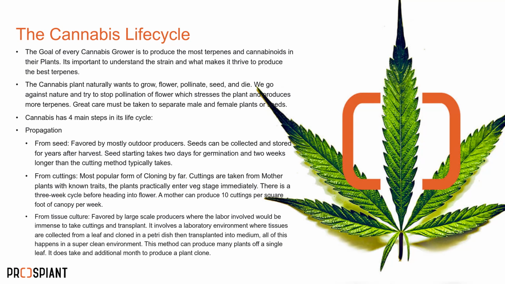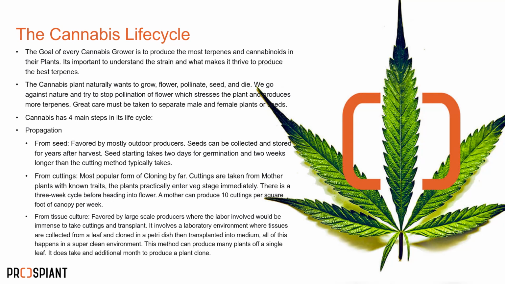Seed starting takes 2 days for germination, about 2 weeks to get to a period where they are rooted and big enough to transfer over. It also is about 2 weeks longer than the typical cutting method.